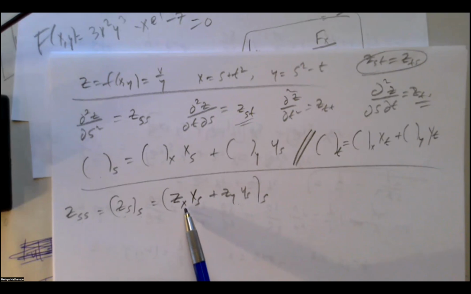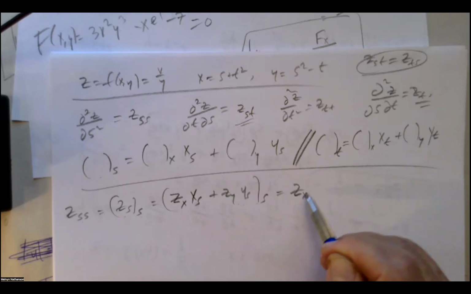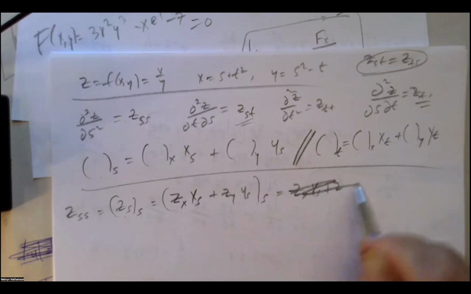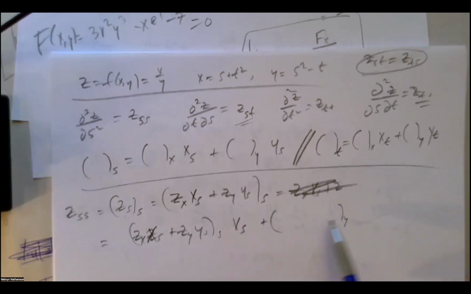So let's see, we're differentiating with respect to s. So it's this differentiated with respect to x. So this is equal to z sub x, z sub s, z sub x, x sub s, plus z sub y, y sub s, differentiated with respect to s times x sub s, plus this thing differentiated with respect to y, y sub s, z sub x, x sub s, plus z sub y, y sub s.